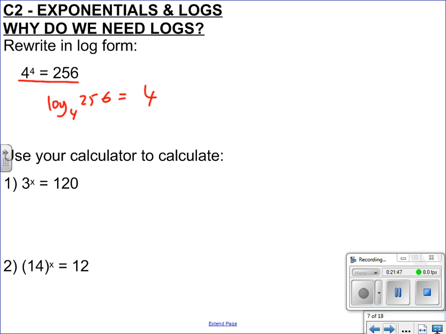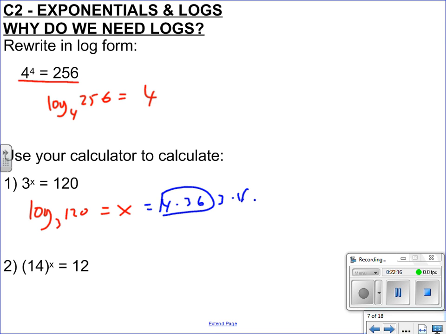Now it says use your calculator to calculate the following. So 3 to the x equals 120. Again, we can't make 120 in terms of 3. So now we need to go to our calculators and go for logs. So log base, result equals power. So now we can use your calculator. You do this as well. So log base 3 of 120. So this is 4.36 to 3SF.